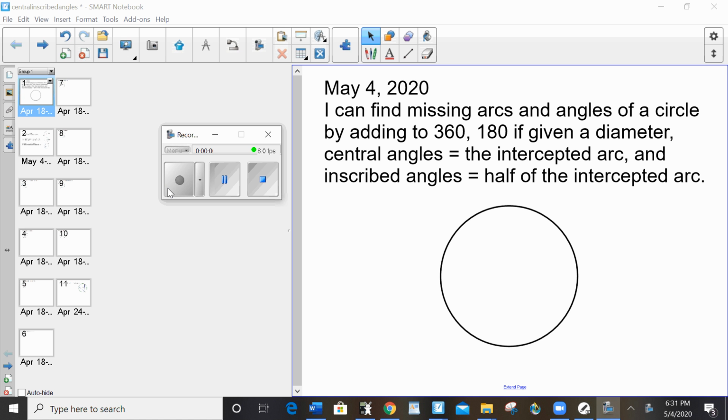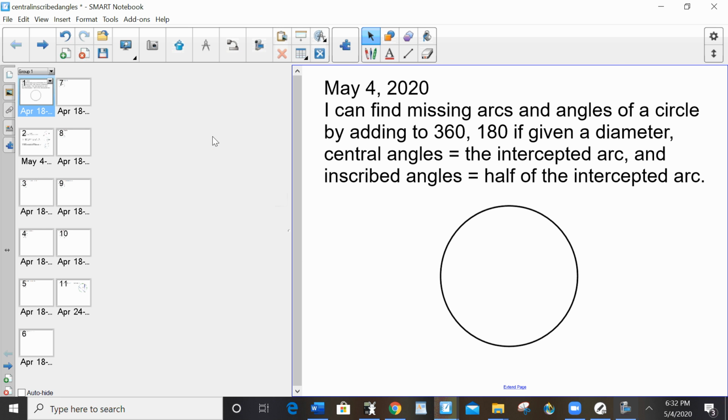Today I can find missing arcs and angles of a circle by adding to 360, halving given a diameter, and using the rules that a central angle equals the intercepted arc and inscribed angles equal half of the intercepted arc. This is the first lesson in the circles unit, and there are a lot of little rules in this unit. We're going to talk about 4 of them in this lesson, and each lesson after is going to be 1 or 2 more. So let's discover some of these things.